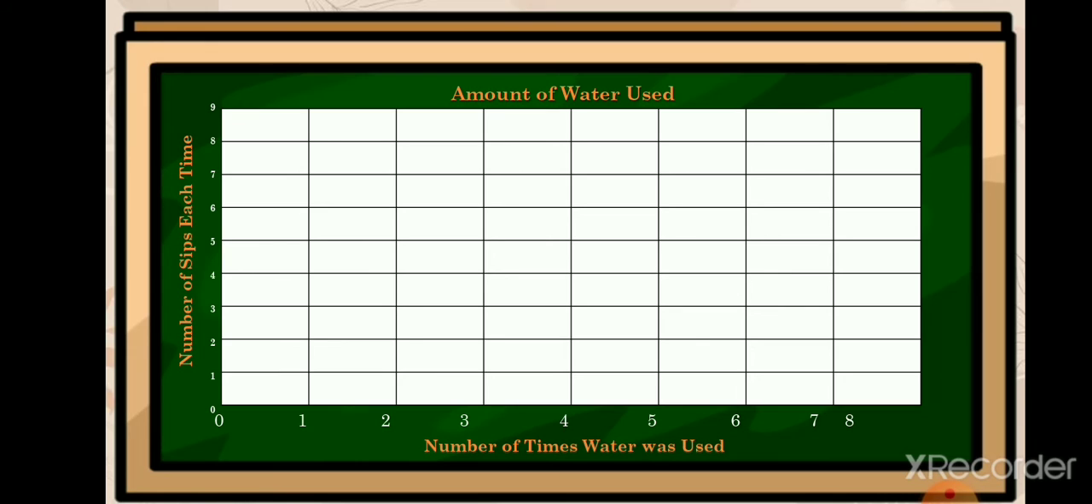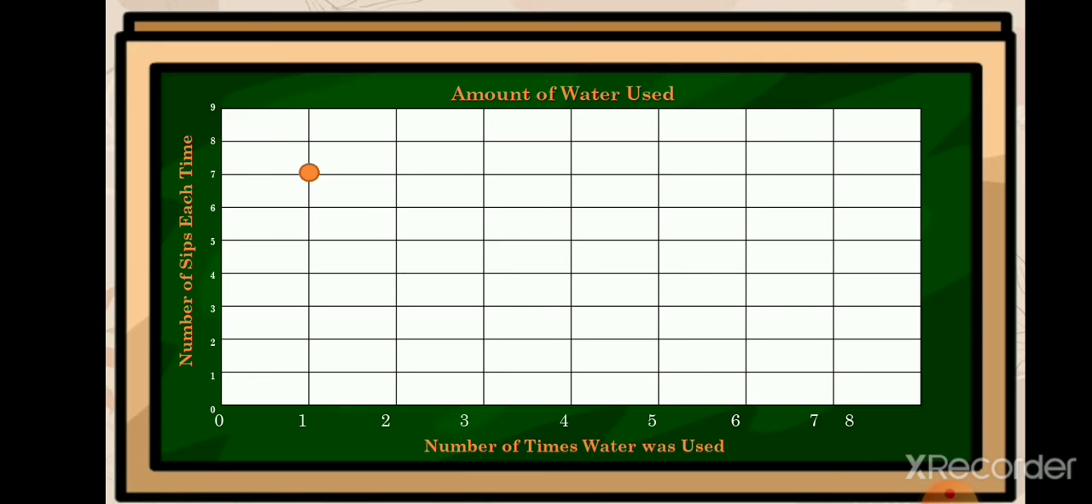So let's say the first time you reach for your water bottle, you were very thirsty, so you had 7 sips of water. Class, in which line of the graph do you think we put the dot to record the first sip of water? Anyone? Very good. So we put the dot here because you had 7 sips for the first time. Then for the second time and third time, you were less thirsty, so you had 3 sips each time.